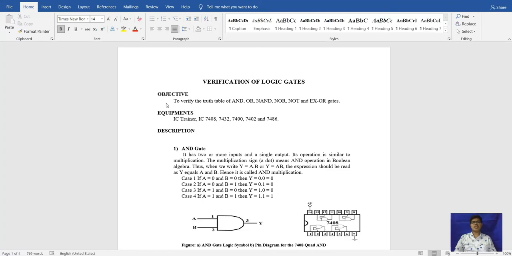My name is Harshal and this is Digital System Design Lab experiment number 1, verification of logic gates. This experiment is about verifying the truth tables of AND, OR, NOR, NAND, NOT and XOR gates.